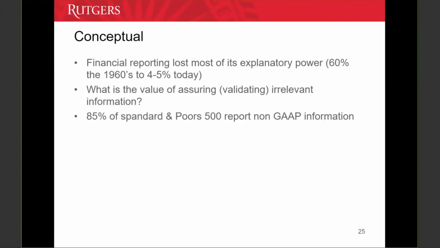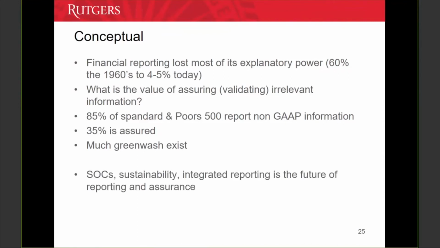Now, one other thing that's happening is that 85% of the Standard & Poor's 500 report non-GAAP information. What is non-GAAP information? I'll tell you in a second. 35% of that is audited, is assured. But there is a lot of blah, blah, blah, what they call greenwash, saying I'm doing all these things in sustainability, but this is basically marketing talk. Now, this non-GAAP information, like sustainability and integrated reporting, is progressively getting bigger and bigger in financial statements.